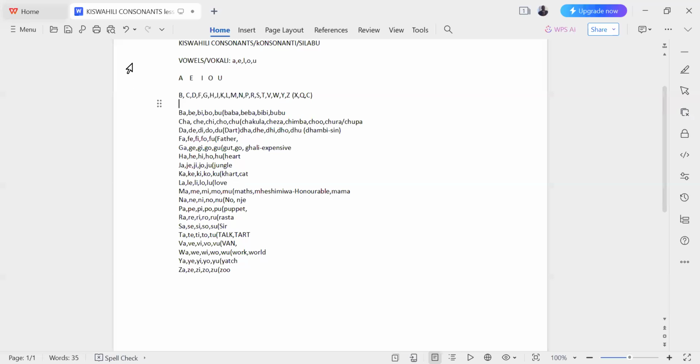Then you move to letter T, the same way you pronounce T in the word talk. So the letter T in Swahili, if you mix it with vowels, you say ta, te, ti, to, tu. If you move to letter V, the same way as in the word van, you say va, ve, vi, vo, vu. If you move to letter W, you pronounce it the same way as W in the word wild. So it will be wa, we, wi, wo, wu.